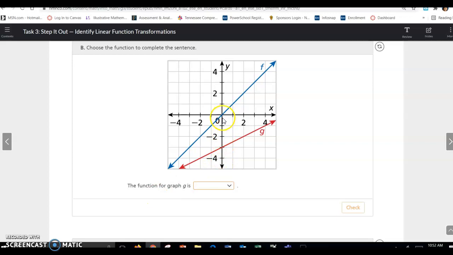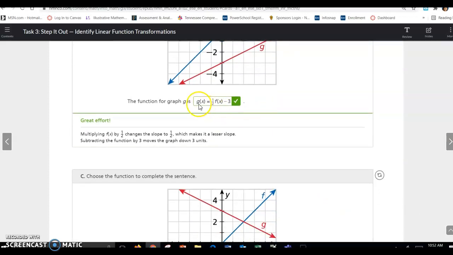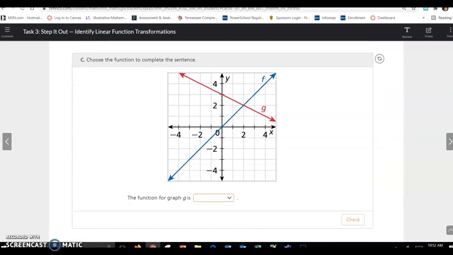All right, so this time the blue one went down 3, so the y-intercept changed, and the slope is up 1 over 2. So it should be 1/2 minus 3. And they're using the f of x because they're just writing it in terms of a different function. So usually we would have y equals mx plus b, and this would be your slope, and this is your x, and this is your b. But because we're writing this function in terms of our other function, that's why they're using the f of x here. All right, but it's the same thing.